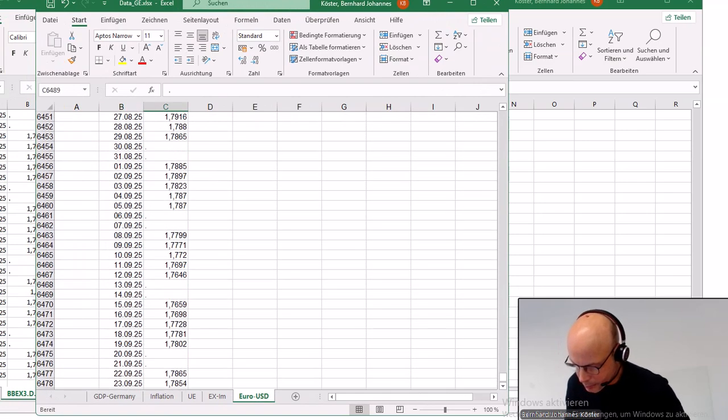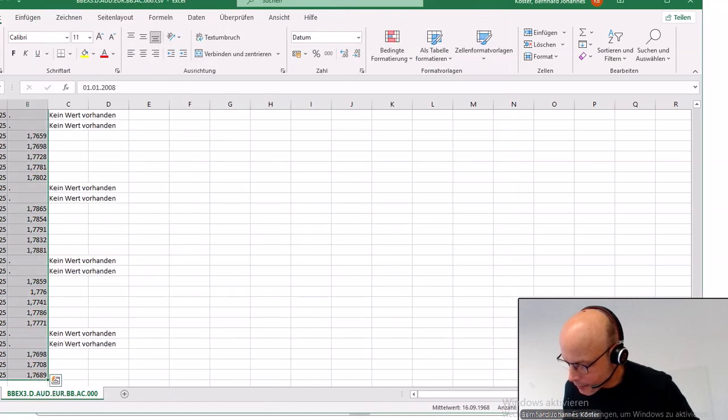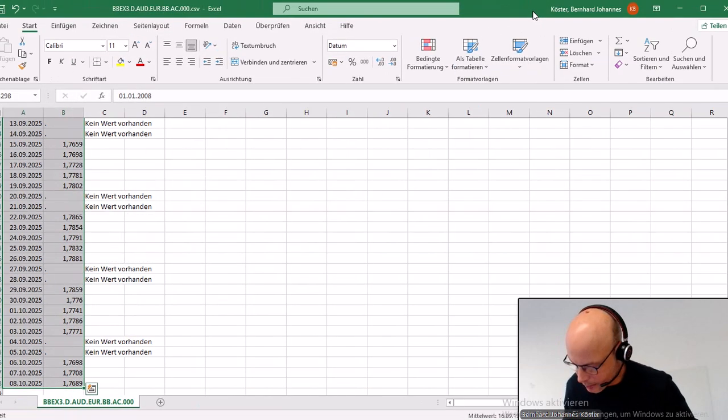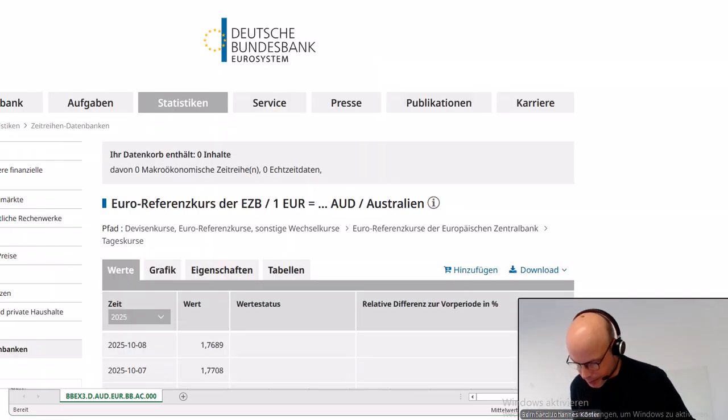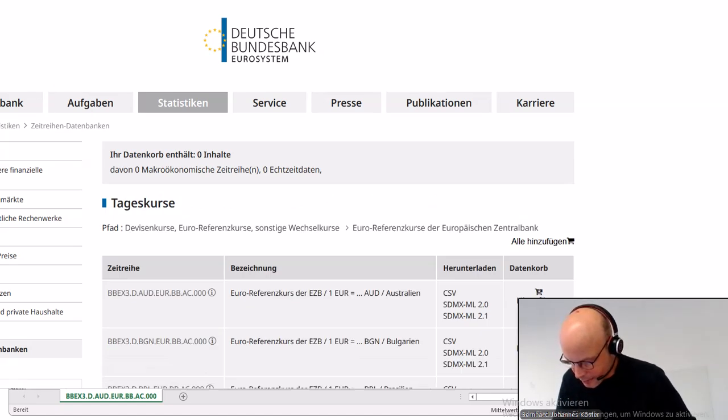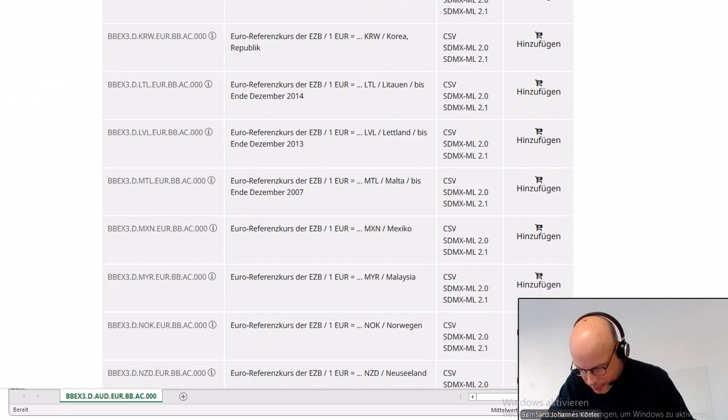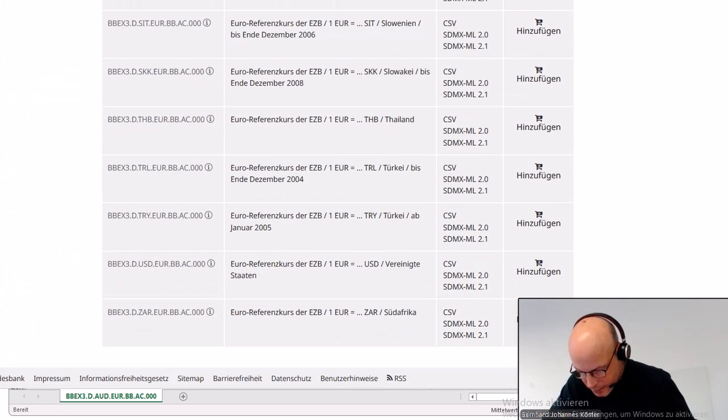Oh, I think I fetched the wrong data. Because why? The exchange rate 1.7. This can't be right. Oh, I took the Australian dollar, as you see. And I want to have the US dollar. The US dollar I find down here.